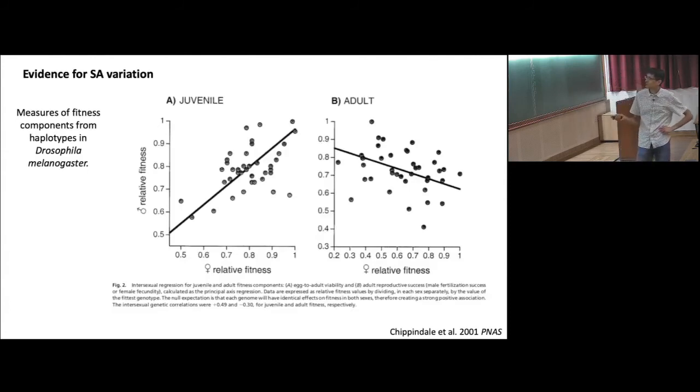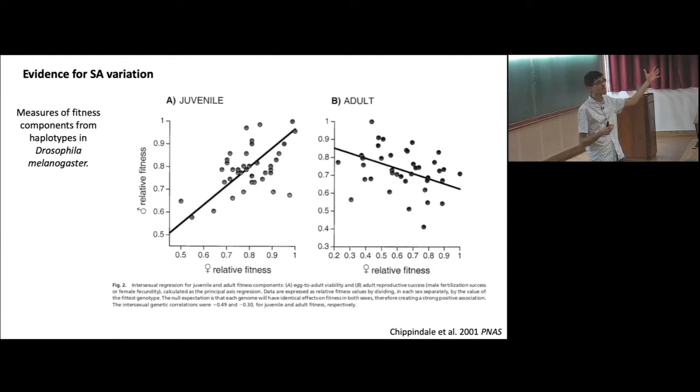So I want to show you a paper from Adam Chippendale when he was actually in this guy Bill Rice's lab, and he did this really nice experiment in fruit flies. I'm going to skip the technical details of how they did this, but essentially using some of the tricks that are available in Drosophila melanogaster, they could isolate entire haplotypes.